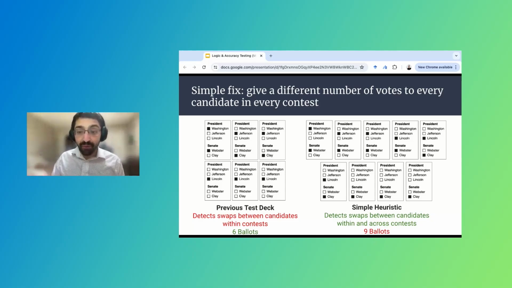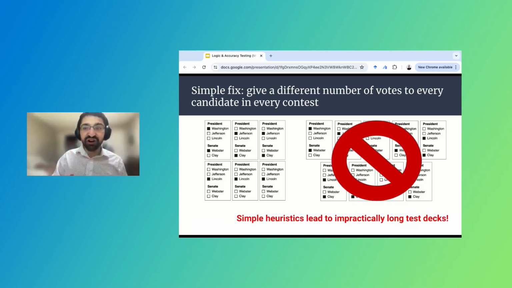And the issue now becomes a practical one, which is that the difficulty and cost to election officials of performing logic and accuracy testing grows with the length of test decks. Moreover, what we've seen on the slides here is a simple example with only 2 contests. In real-world elections, there are many contests and 100 or more often candidates. And so the simple idea of giving a different number of votes to all candidates quickly becomes completely impractical.